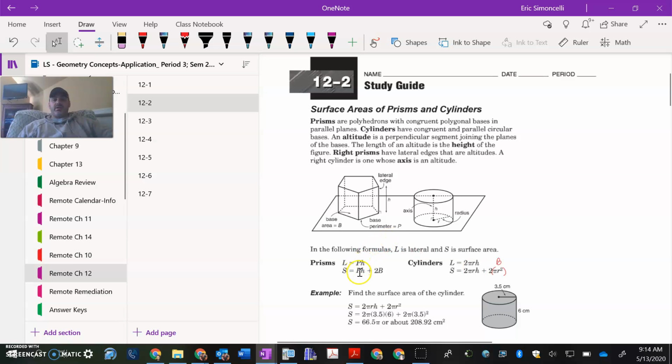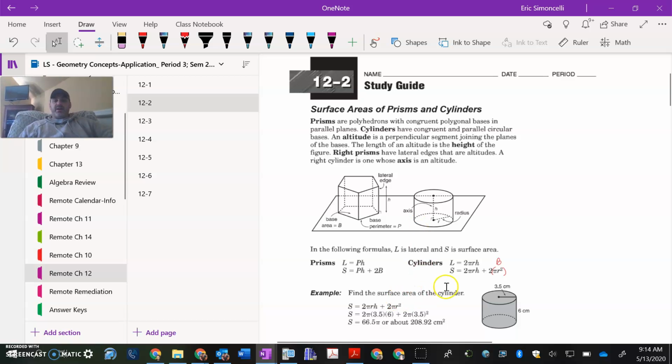Just like lateral area for prisms, cylinders have that same basic idea. Surface area, so lateral area is this. Surface area is that same quantity up above, so 2 pi r h, plus 2 times B, capital B being the area of the base, pi r squared.